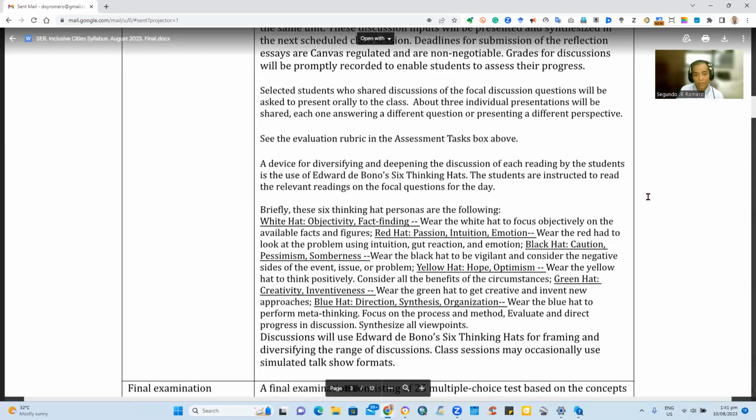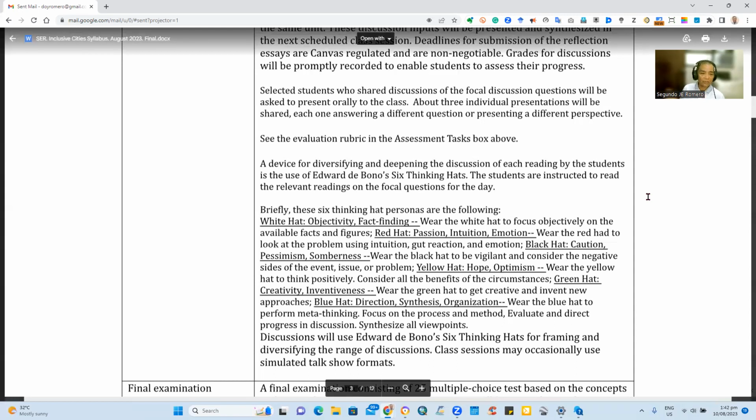When you wear the yellow hat, you exude hope and optimism. You wear the yellow hat to think positively. You consider all the benefits of the circumstances. Green hat is about creativity, inventiveness. You wear the green hat to get creative, invent new approaches, or talk about innovations.